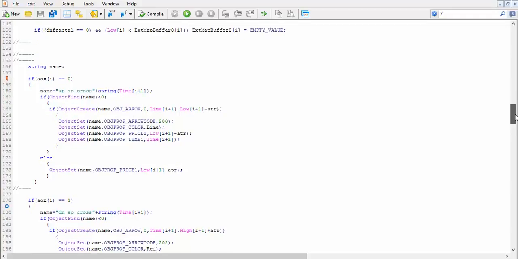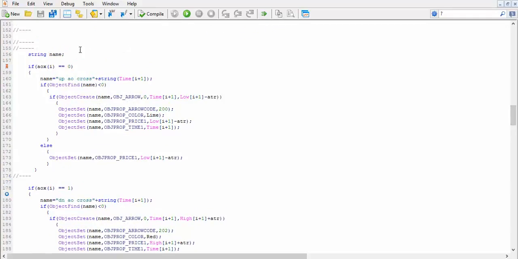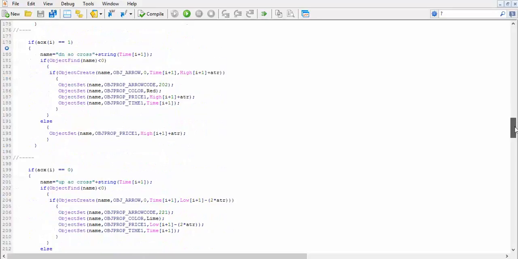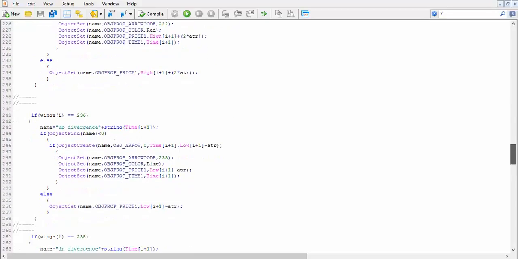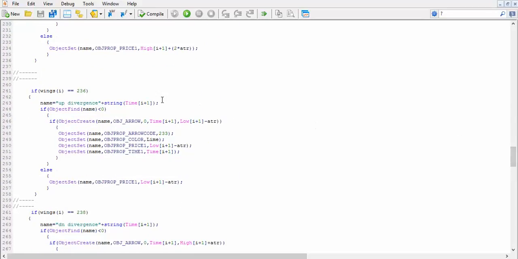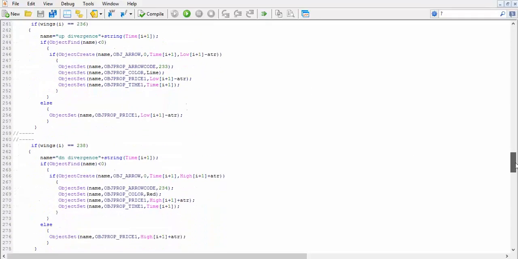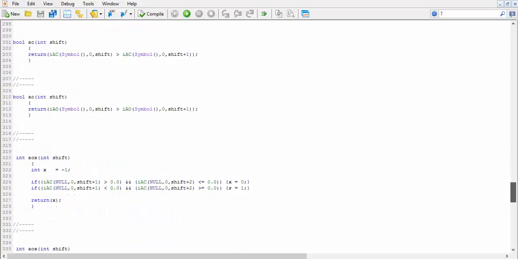Let's see, what is this? Okay, here's your crosses. It just creates that little arrow. Up AO cross, down AO cross. I'll post all this code over there. I forgot what wings. I guess that's that. That's the zone, and that's it.